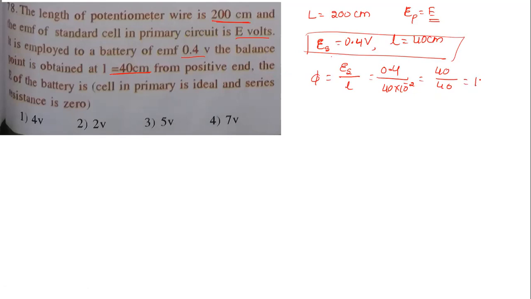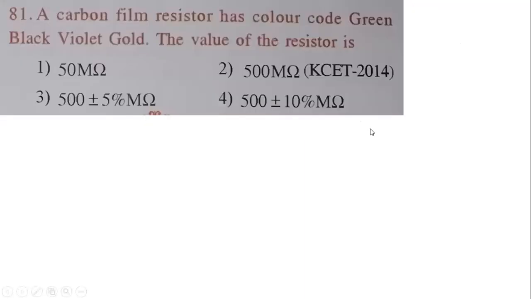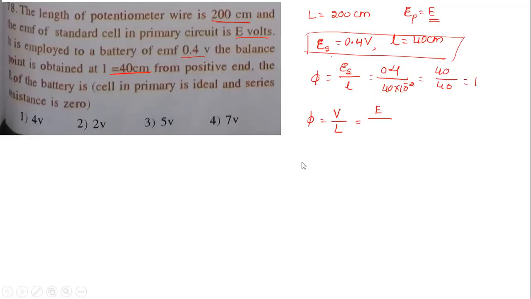Is there any series resistance here? No series resistance. Since there is no series resistance, directly we can take like this. Potential gradient is equal to the total potential drop across the entire length of the wire, V by L. See, V is how much? That is the EMF of a cell we need to find out. That is, let's say E. Remember, length of the wire, how much is given? 200.